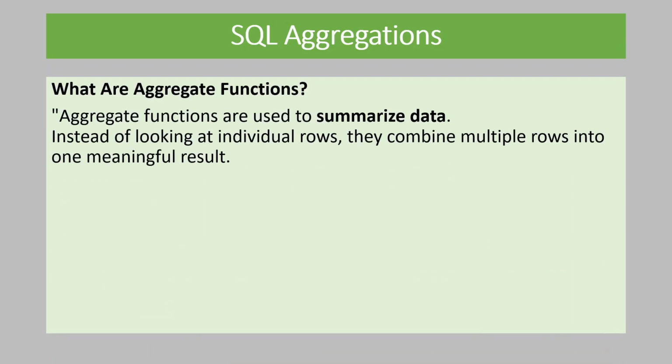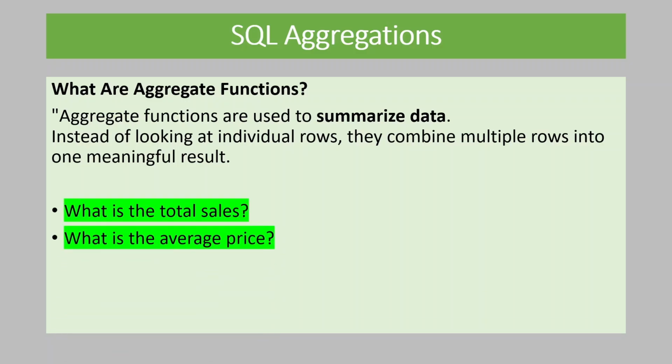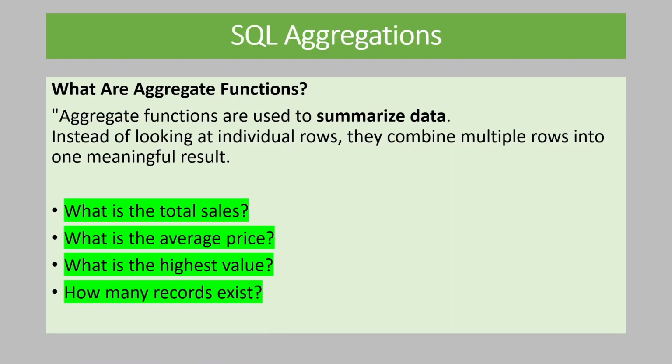The definition goes like this: aggregate functions are used to summarize data. That is, instead of looking at individual rows, they combine multiple rows into one meaningful result. It will help you answer questions like what is the total sales, what is the average price, what is the highest value, and how many records exist. So using aggregate functions you can find insights like this.